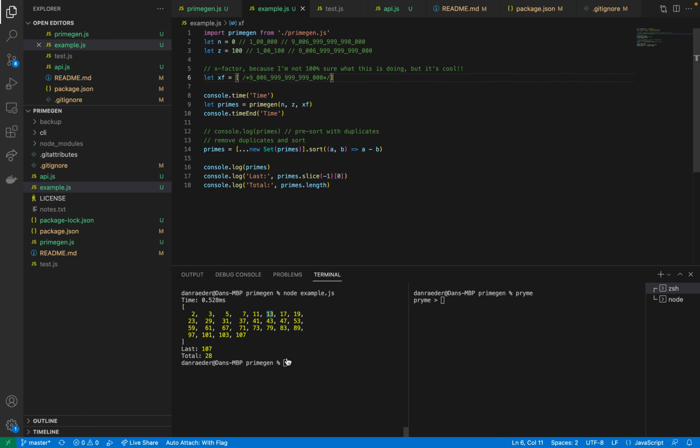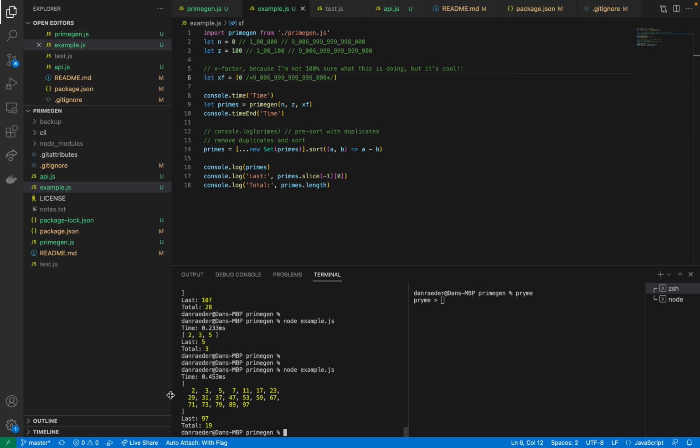So watch, I'll take the 13 away, or that X factor away, and I only get the first three primes. If I add 0, I get some of the primes, but once again, the 13 is missing. So I really don't know what this does, even though I wrote it.